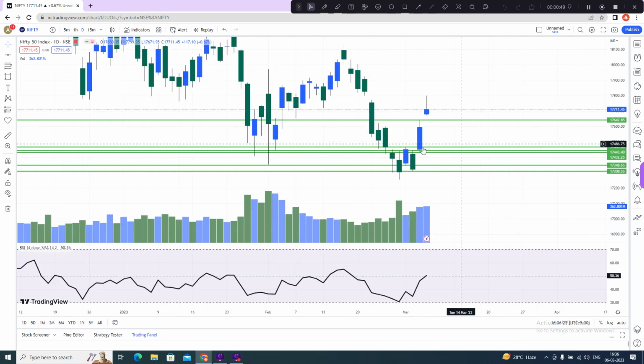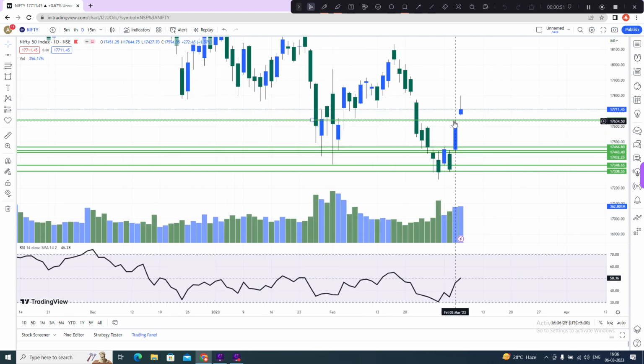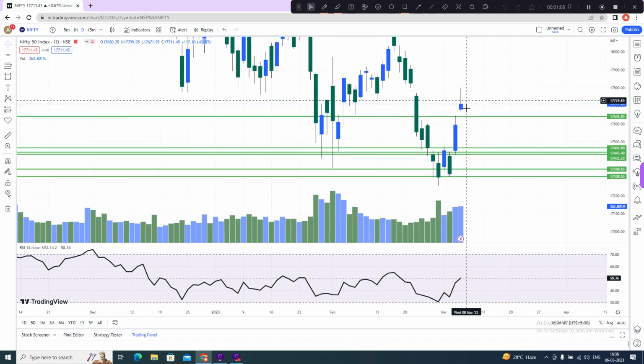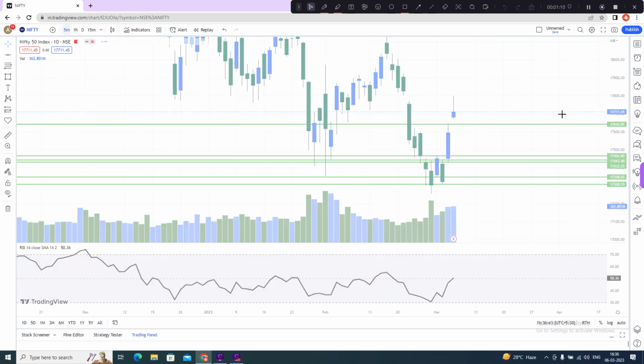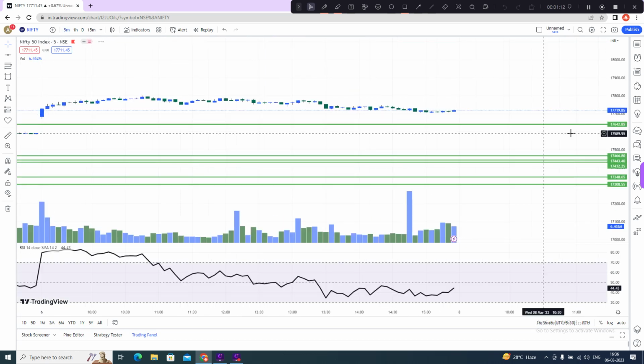So if you see yesterday's price action, yesterday there was a major short covering in the market. It was a big green daily candle, and even today the momentum continued. Market opened with a gap up, the price went up, faced some rejection, and then came again to the downside, and in the end it gave a green closing. So let's switch to the 5-minute chart.